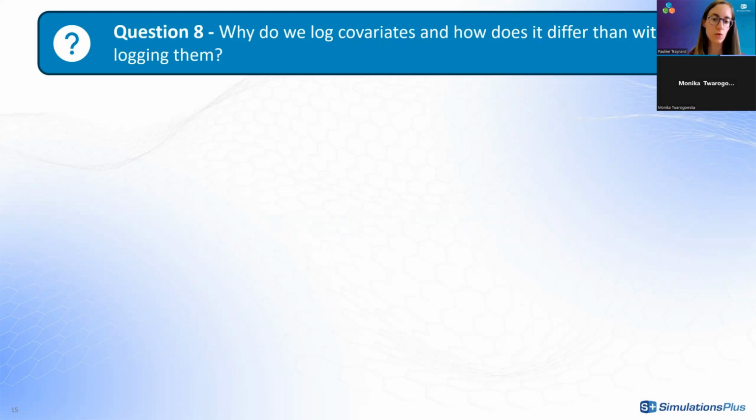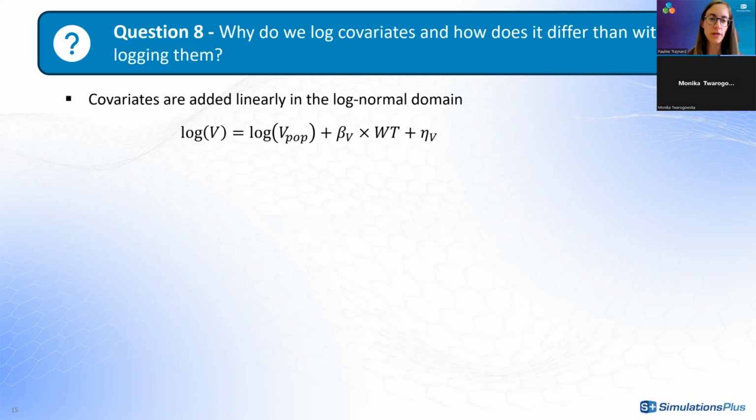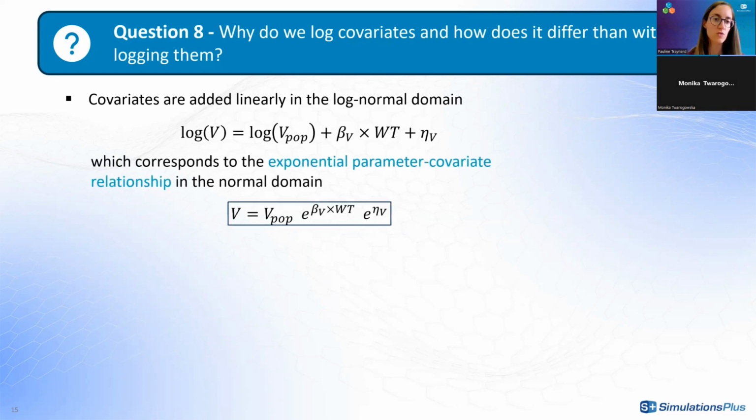And the reason for that is that if we do not log the covariates, then the covariate effect is a linear relationship between the parameters, so for example here V, and the covariate, for example, here weight, in the Gaussian space. So it would be a linear relationship for a normally distributed parameter. But if we have a log normally distributed parameter, such as V here, then it corresponds to an exponential relationship.